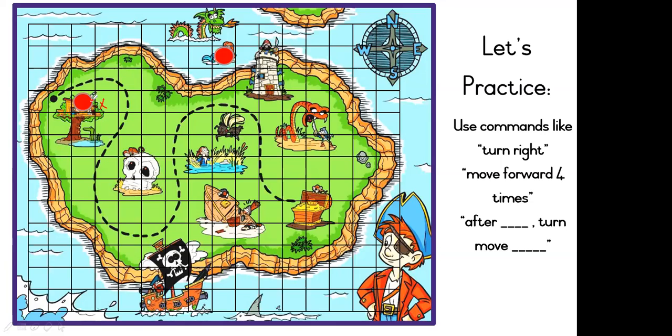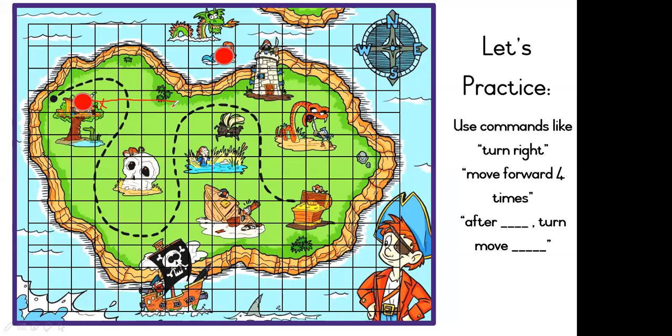I think 4. Let's see, 1, 2, 3, 4. That means I'll stop there. Okay, where do you want to go now? To the mermaid. So where should I go? Should I still go forward or should I turn? Turn. Which way, do you know?